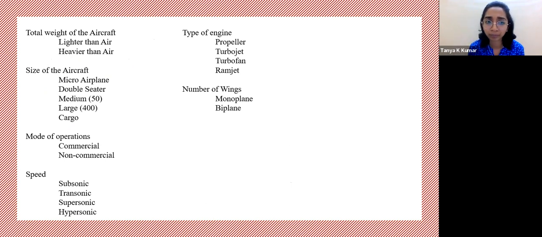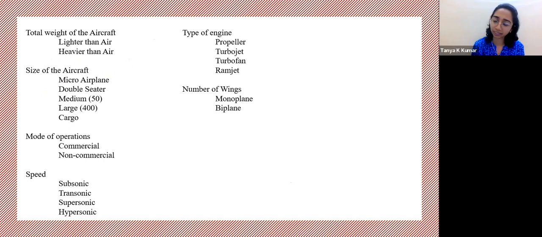What about lighter than air? Airships, balloons, aerostats. Yes, correct, great. Depending on the size of the aircraft, we have these categorizations and many others, but these are the major ones. You have micro airplane, single or double-seater. You have medium with 50 passengers, large with 400 passengers, and cargo, the large cargos.